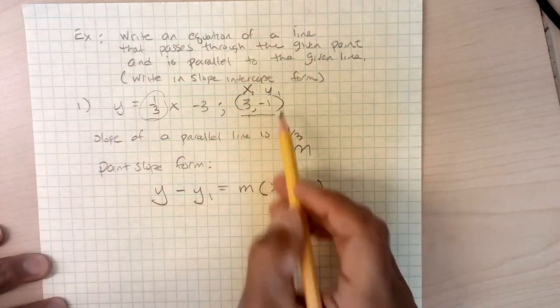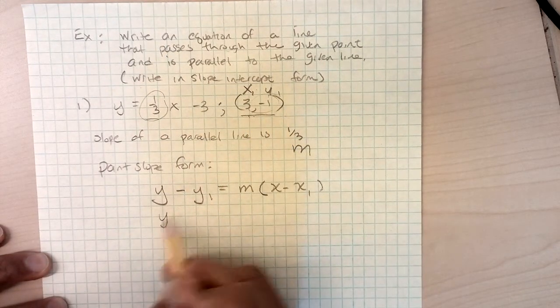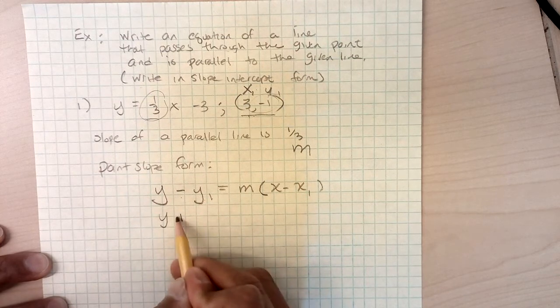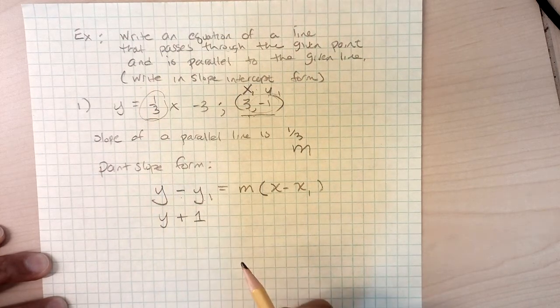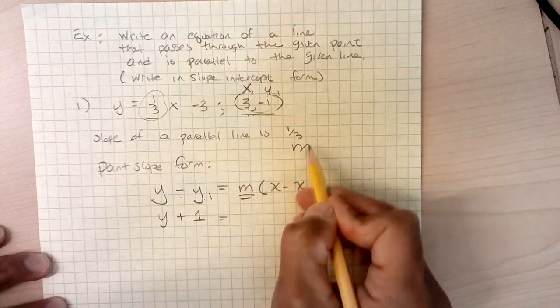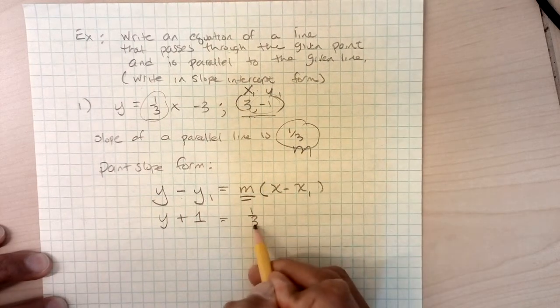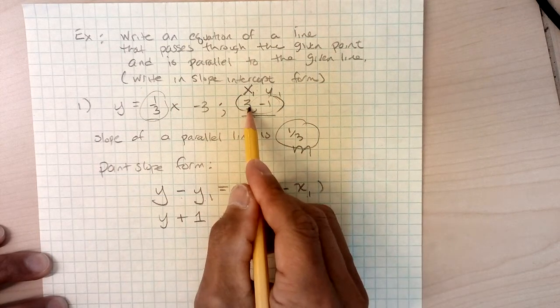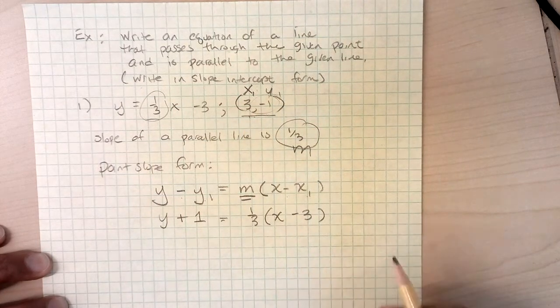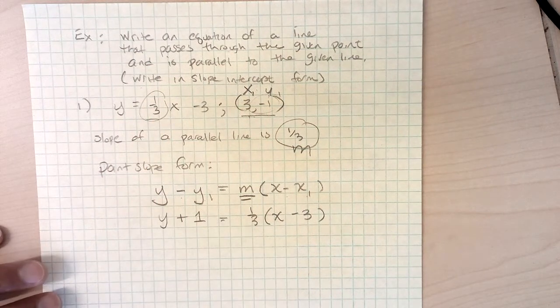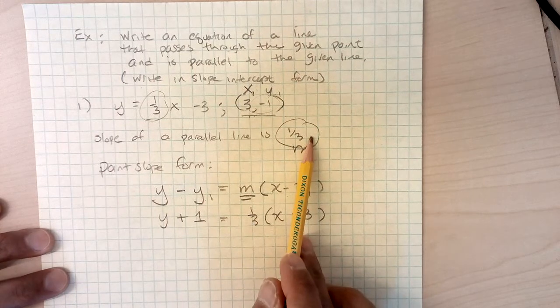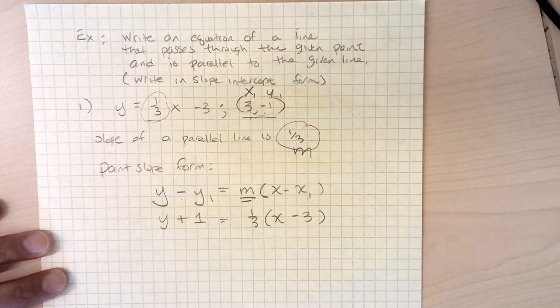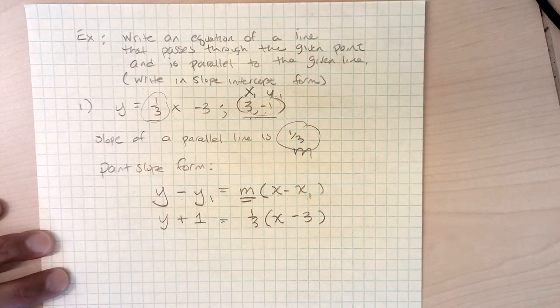Okay, so I'm going to plug certain numbers in. Y sub 1 is -1, so y minus y sub 1 is the same as y plus 1 because you're subtracting a negative, equals m. The slope here is 1/3 times x minus x sub 1. X sub 1, you see up here, is 3. But I want to write my equation in slope-intercept form. The reason I wrote it in point-slope form first is we knew the slope and we have a point, so it should be pretty easy to write your equation in point-slope form. Now we just change that to slope-intercept form.